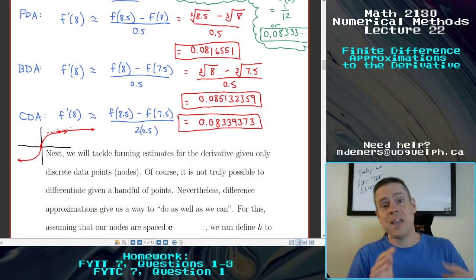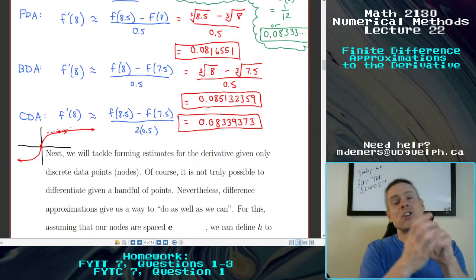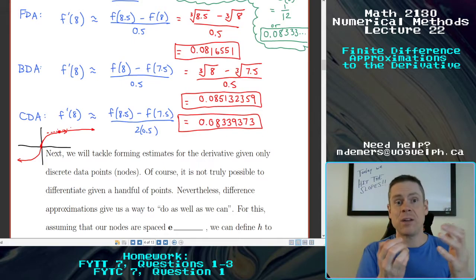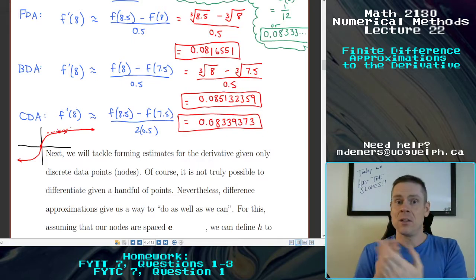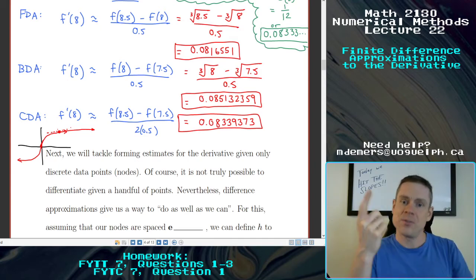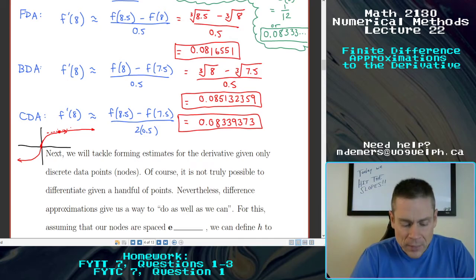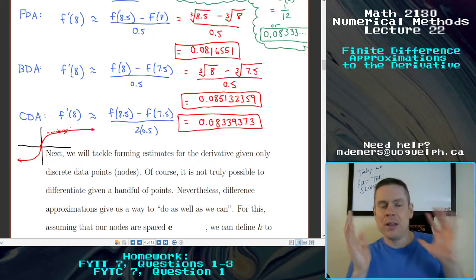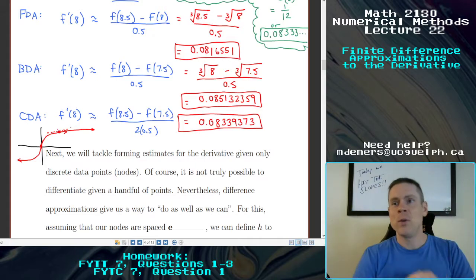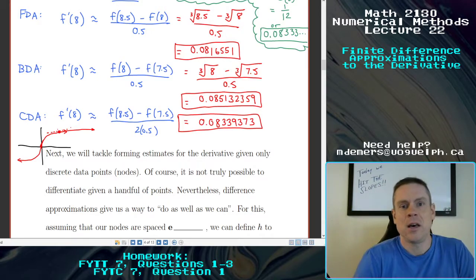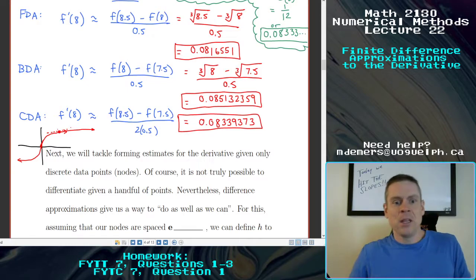But there are some cases, depending on how the function's changing, how quickly it's changing, and what our step size is, that can really influence which of these does the best job. And again, we're going to talk more about error and how much we can expect to be off in our next video.